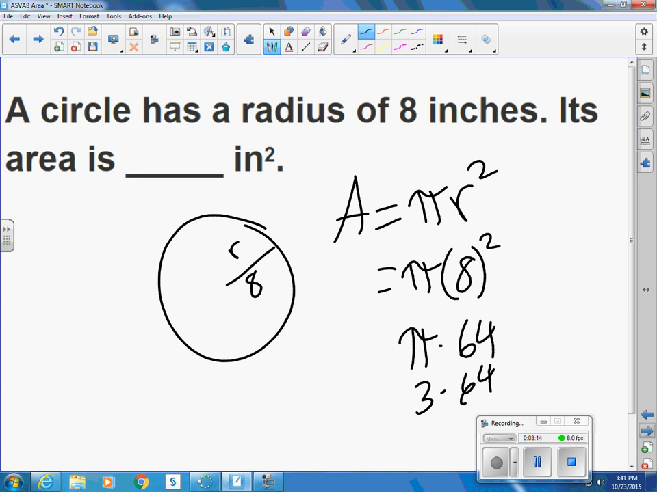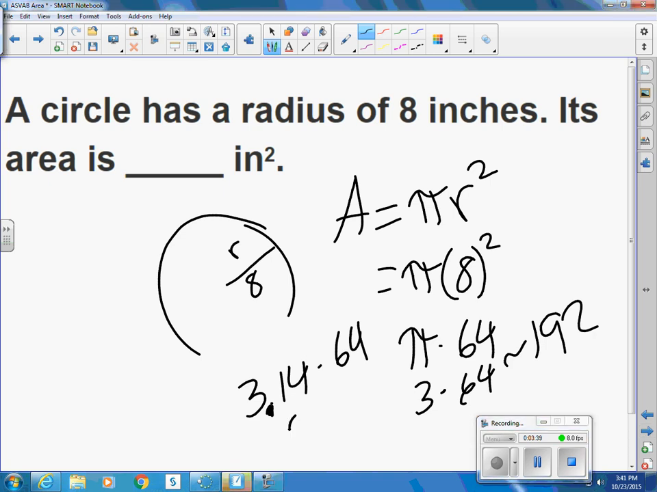3 times 6 is 18. So that would be 192. So it's about 192. On a calculator, I could say 3.14 times 64. That would give me, that's really close to 201 square inches.